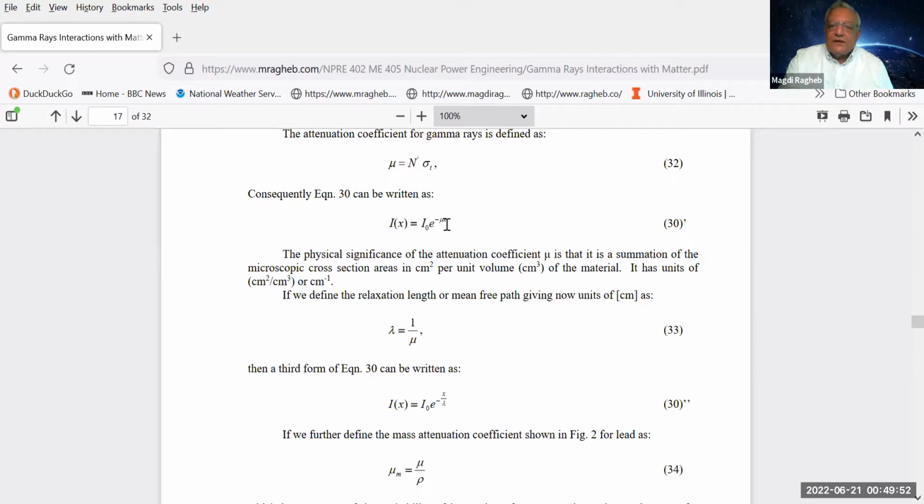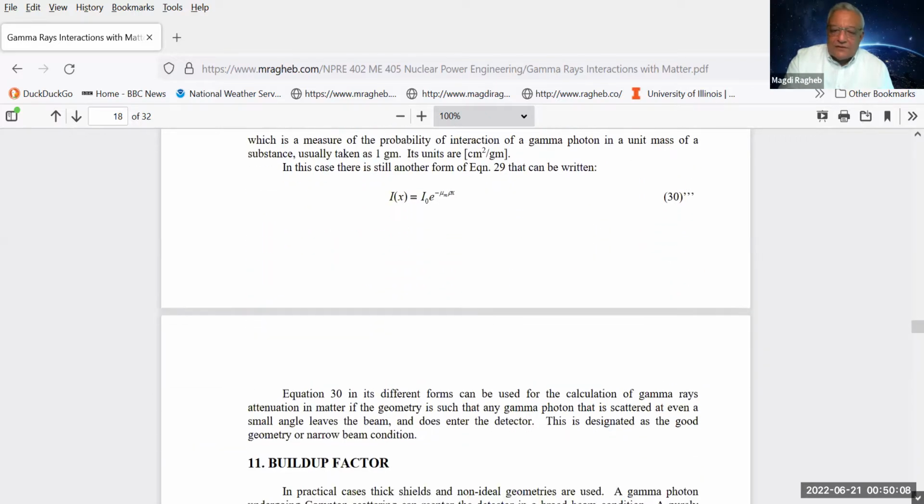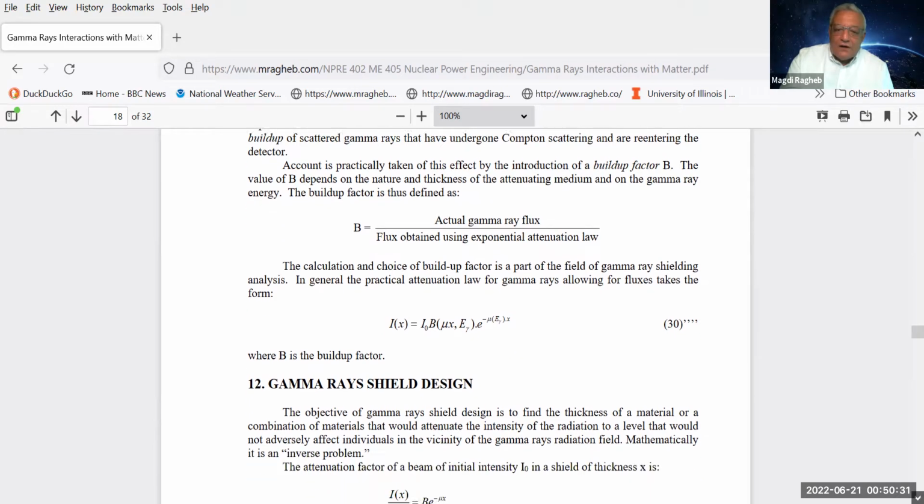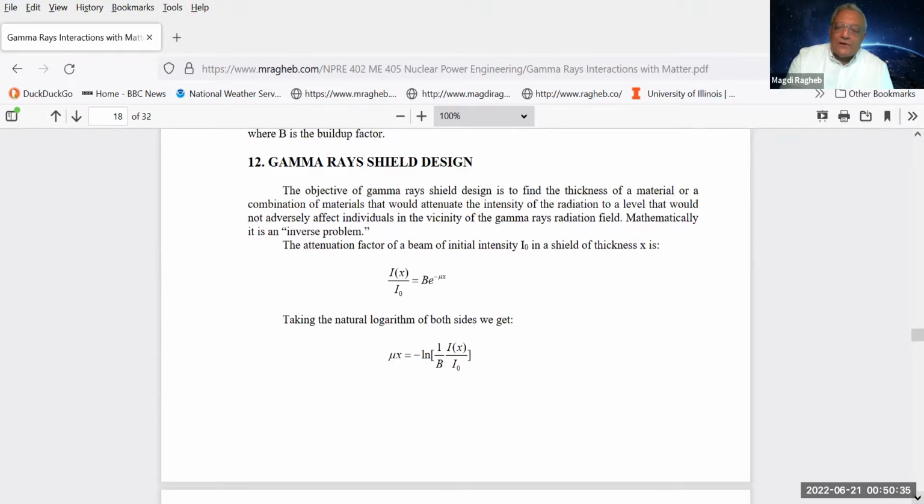We're interested in determining what is the thickness that would lead to an attenuation, so that I of x over I naught is reduced to a certain number by a factor, maybe attenuation of 1 million times the intensity of the gamma rays, or 1 billion, or 10 to the 10, for the reaction. Because we can get gamma producing reactions like the pair production process, we add to that equation what we call the build-up factor, which is the actual gamma ray flux divided by the flux obtaining the exponential attenuation law.